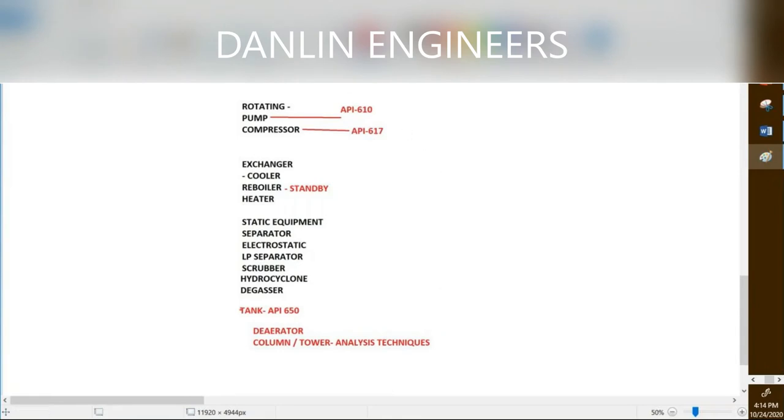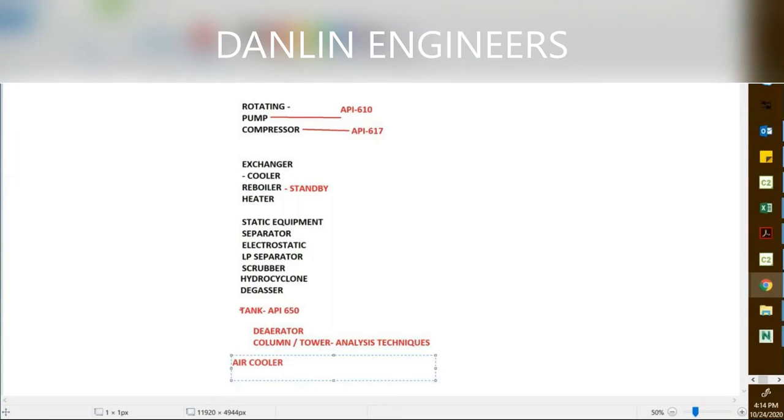Okay, so the main analysis, the air cooler, and the other categories. Air cooler, yes. Our normal cooler is a type of exchanger, right? But there may be a special code for this one too. API, I don't remember exactly; for the air cooler there is one code for checking the nozzle loads. I will check it. I feel it is 661, the air cooler heat exchanger. Yes, we have to use API 661. So what is the concept behind that one? We can see.